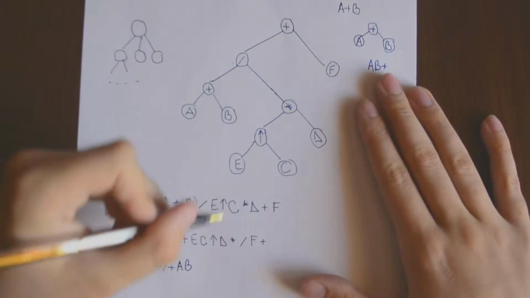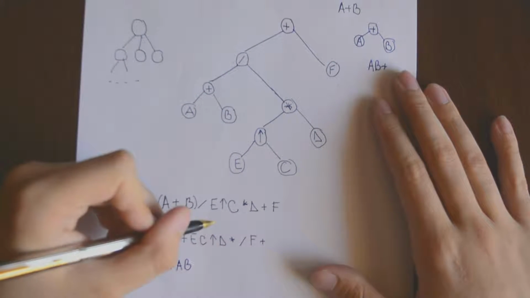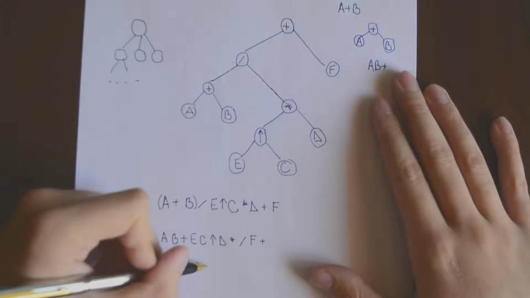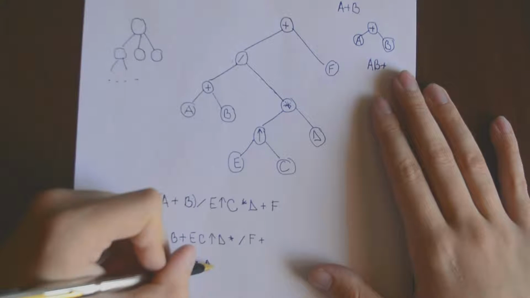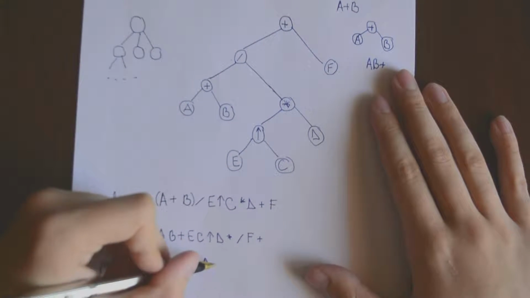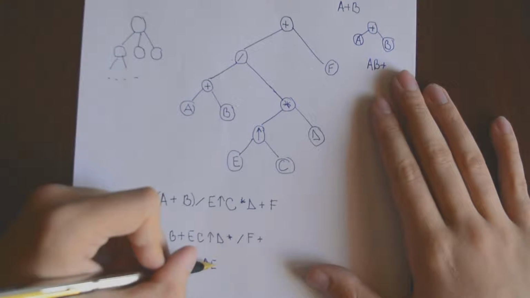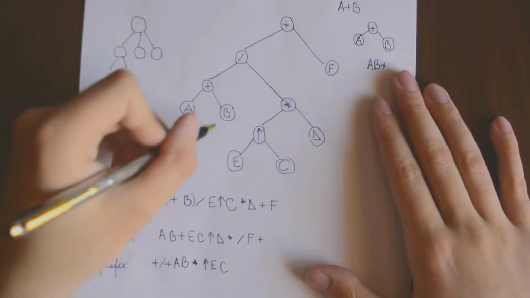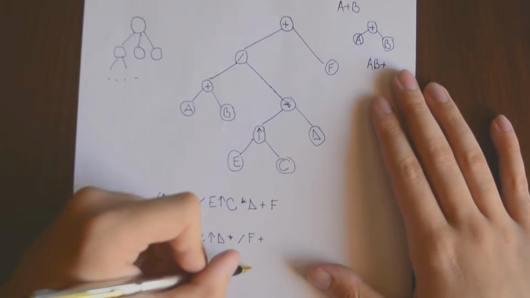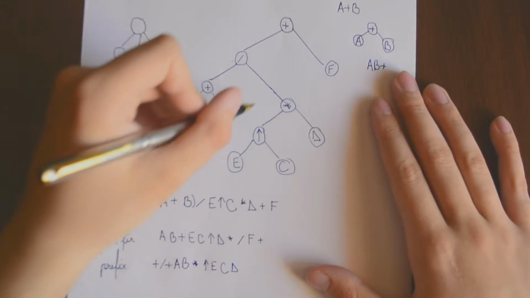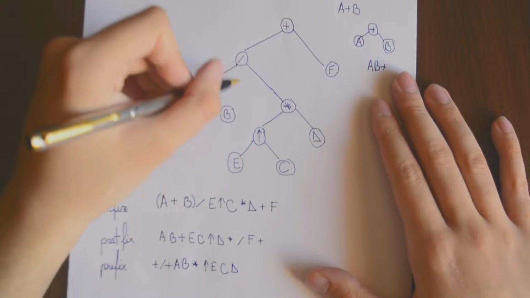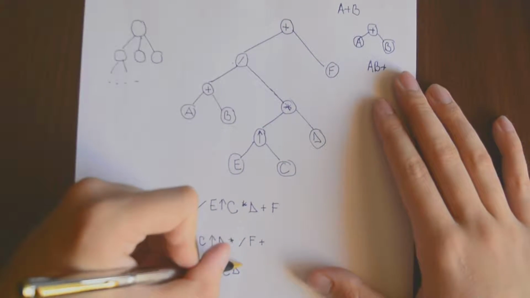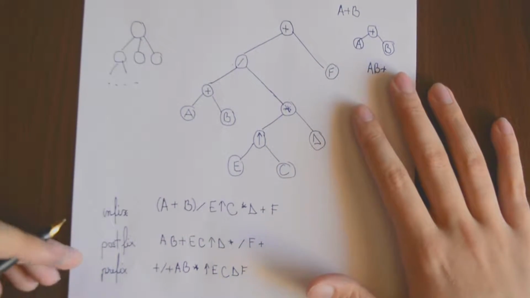Let's put its right child, which is going to be the multiplication, which has a left child of a power, which has a left child of that E, which has its right child C. Now we finish with the power, so we're going to put the right child of the multiplication, D. And now we finish with the right child of the division, so we finish with the division, and we're going to put the right child of the addition, which is going to be F.